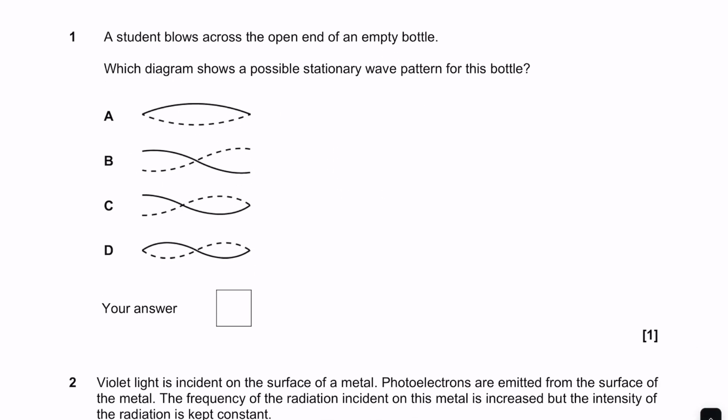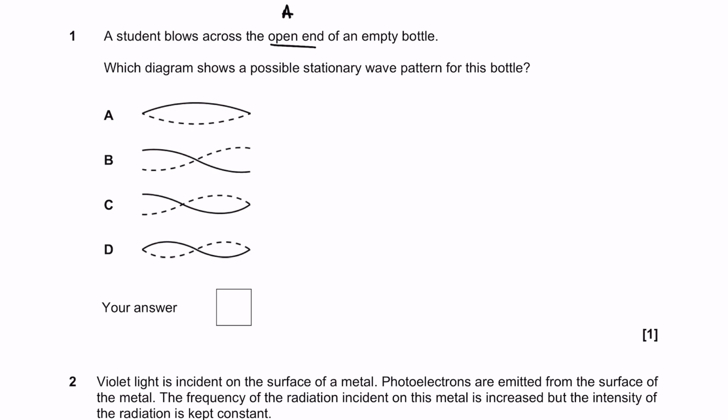So we've got the first question: a student blows across the open end of an empty bottle. Which diagram shows a possible stationary wave pattern for this bottle? The open end will always have an antinode, and an empty bottle will obviously have a closed end, so it will have a node at the other end. So the correct answer, therefore, will be C. An antinode at the end where he's blowing from, and the closed end of the tube is going to be the node.